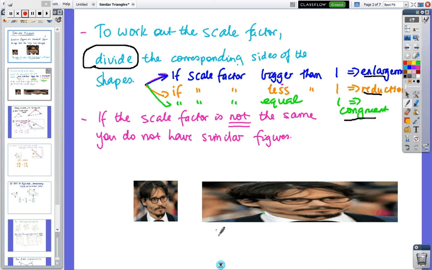So in the second shape down here, Johnny Depp has been squashed. He's still got the same height, okay? But I've moved him sideways, so it's not a similar picture anymore. So these figures down the bottom are not similar. Okay, so just copy that section there and come across when you're ready.